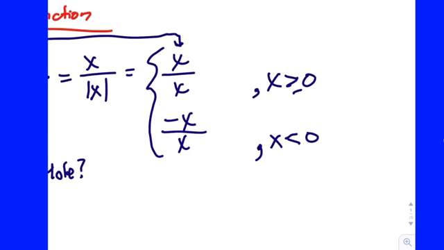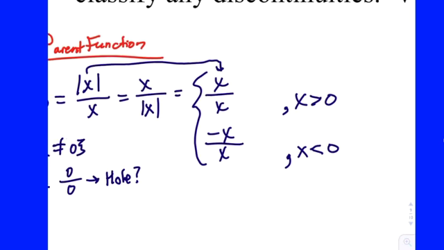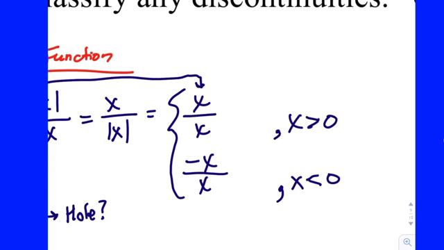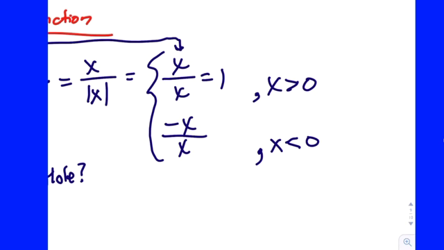Should I put greater than or equal to here, or should I define it at 0? No, why not? x can't equal 0. It's not in the domain. Got it? So that's why we find the domain first. Now let's simplify. After we found the domain, let's simplify. What is x divided by x? It's 1, right? 5 divided by 5, 10 divided by 10 is 1. What is negative x divided by x? -1. There you go.